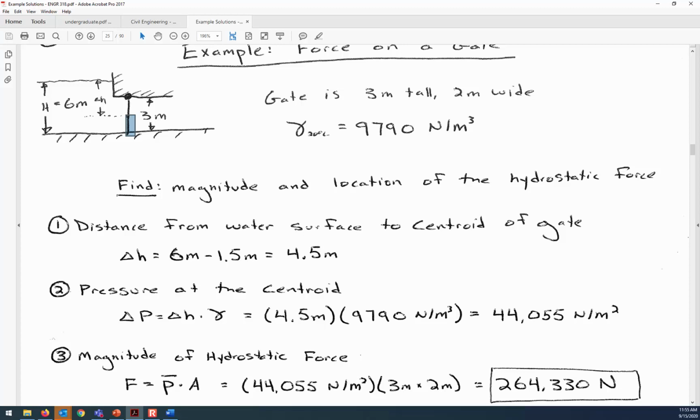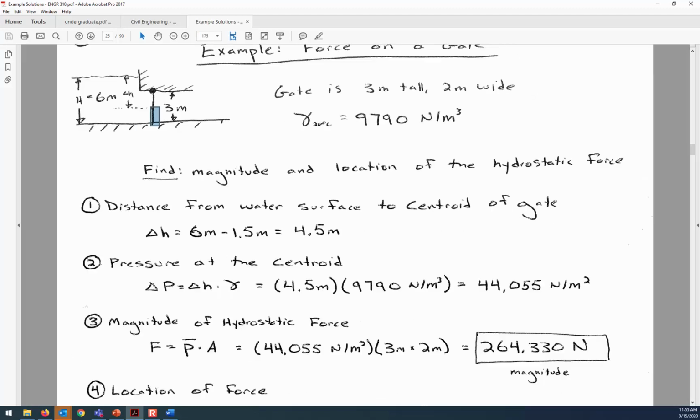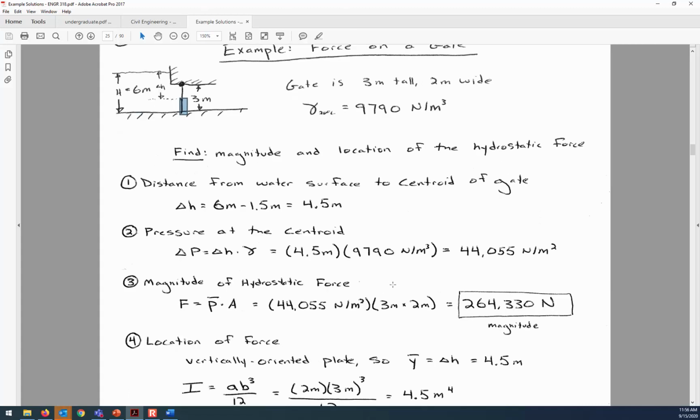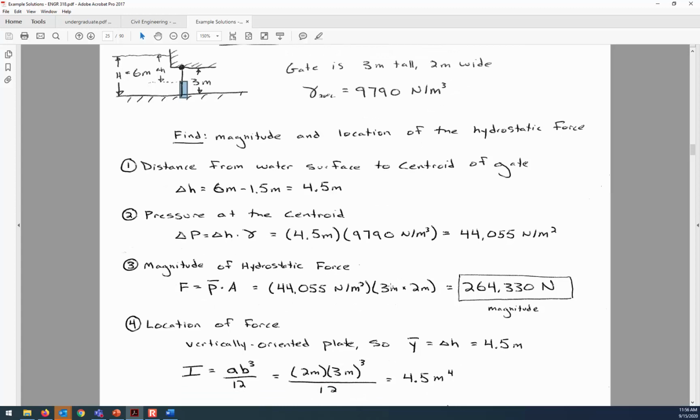All right, now that's the magnitude of the force. What we also need to know is the location. So to find the location, we have to solve for YCP. And one of the things we need to solve YCP is I, the area moment of inertia. So the location of the force requires us to solve for the area moment of inertia.